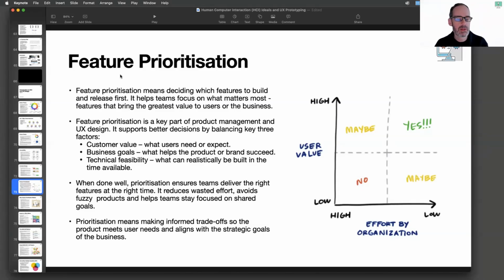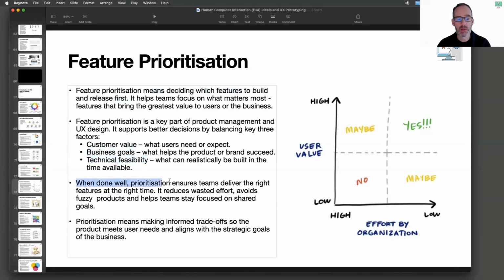Next section, I'm going to talk about feature prioritization. One of the challenges when you're designing is that you're always poor on time. So what feature prioritization does is it allows you to decide what matters the most, and it helps you to focus on what's going to bring the greatest value to the users or the business. It's a key part of product or project management and UX design, and it supports better decisions by balancing three factors: the customer value, the business goals, and the technical feasibility.